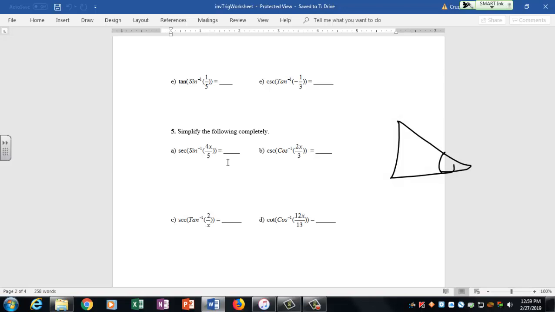When I ask you for sine 4x over 5, 4x is here, 5 is here. Do we agree? Which makes this square root of 25 minus 16x squared.